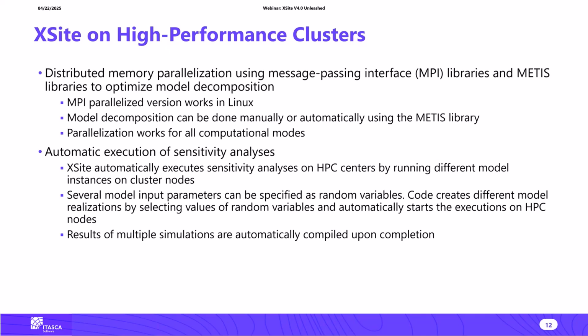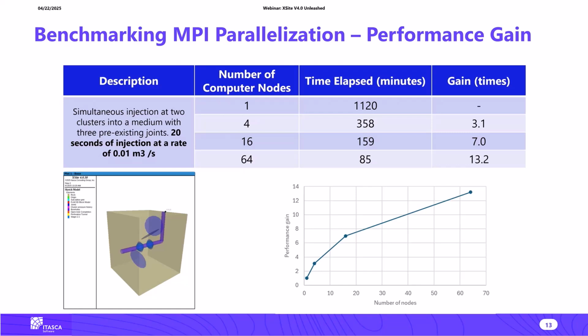And then upon the completion, do some compilation of the results, and the user can specify which of the results need to be compiled. So here is the simple example that is used for benchmarking of MPI parallelization. So we are specifically looking at performance gain, and then also we look at the model results. So the model that is used here is relatively simple.